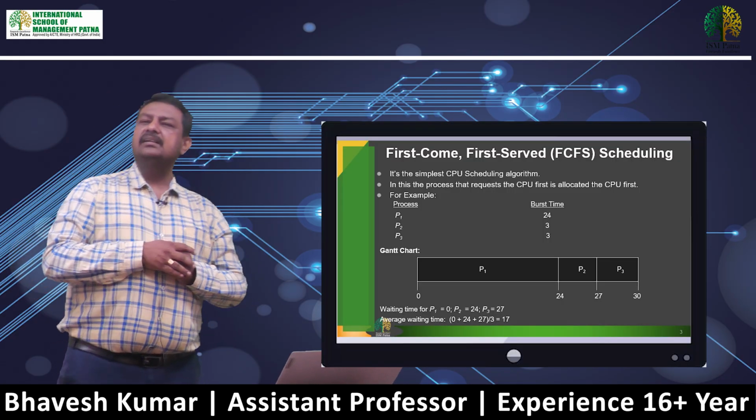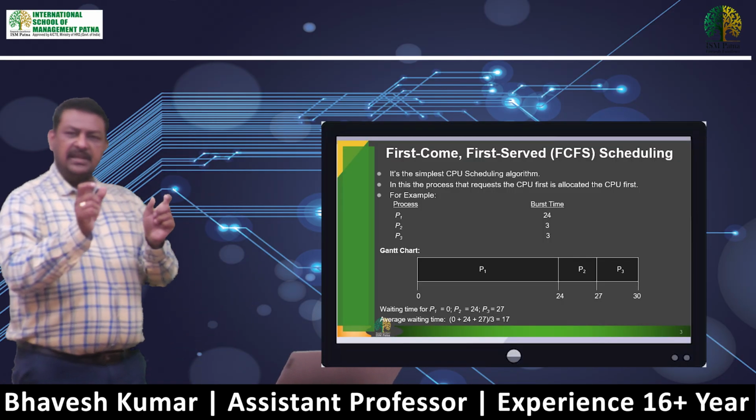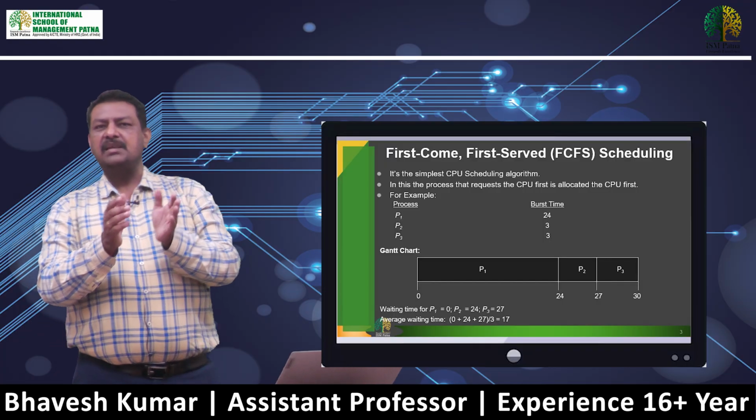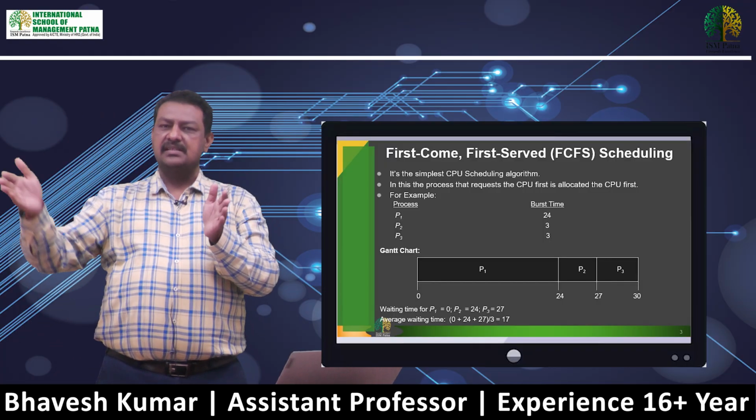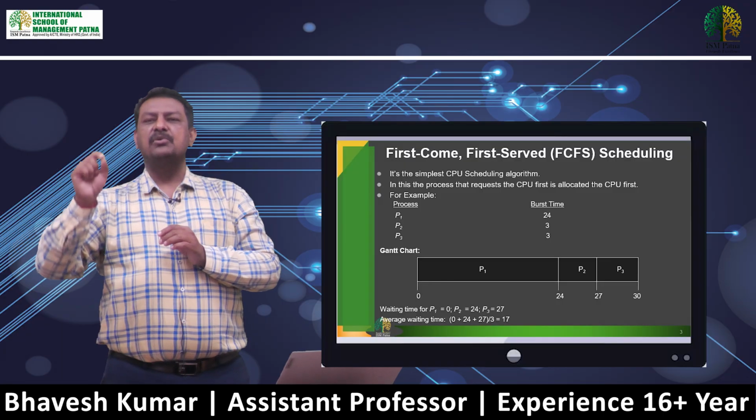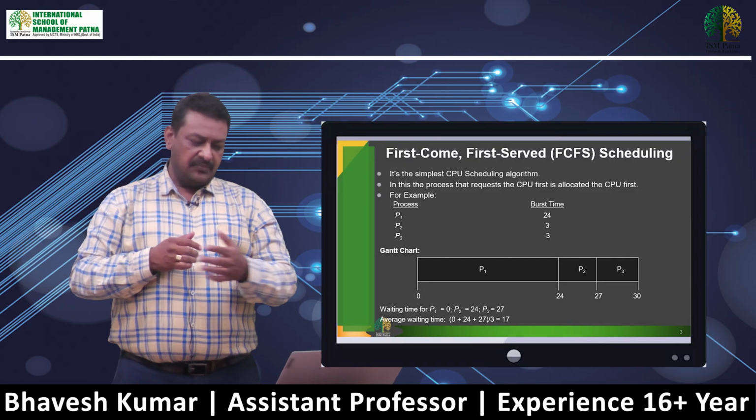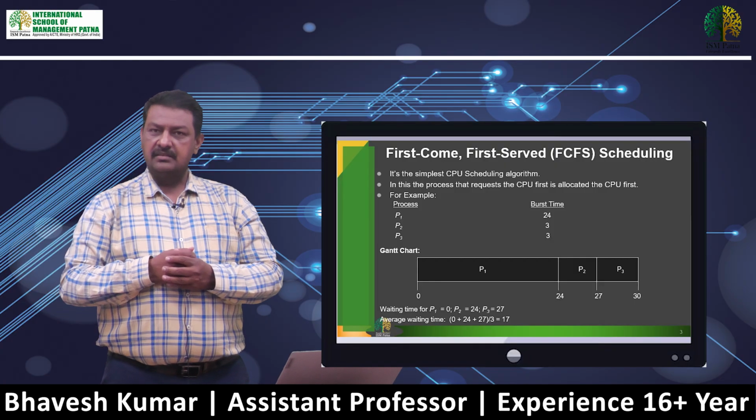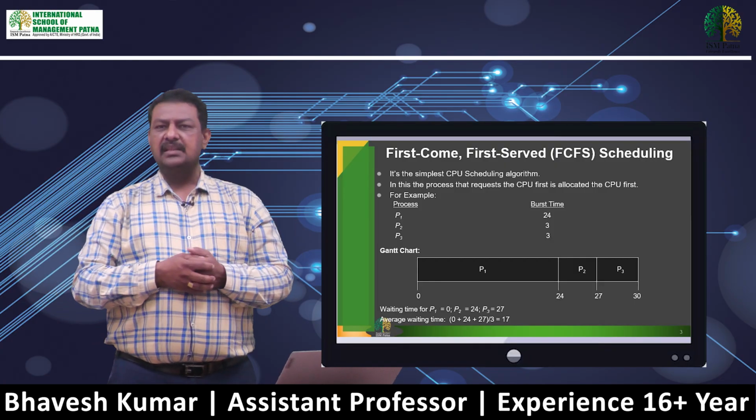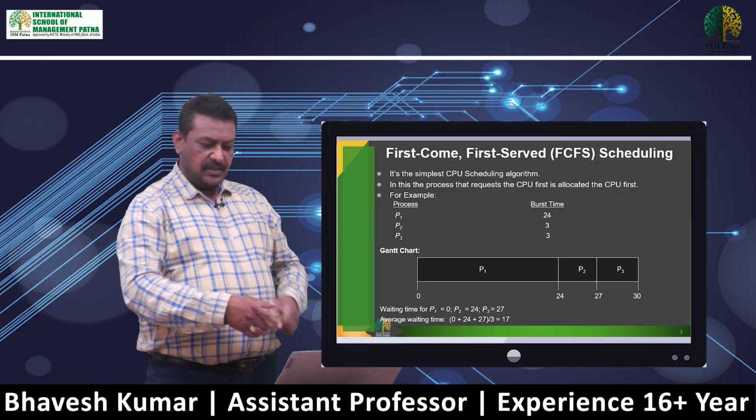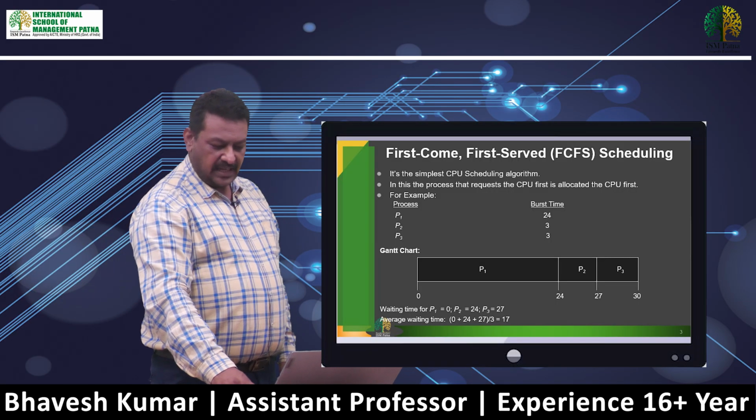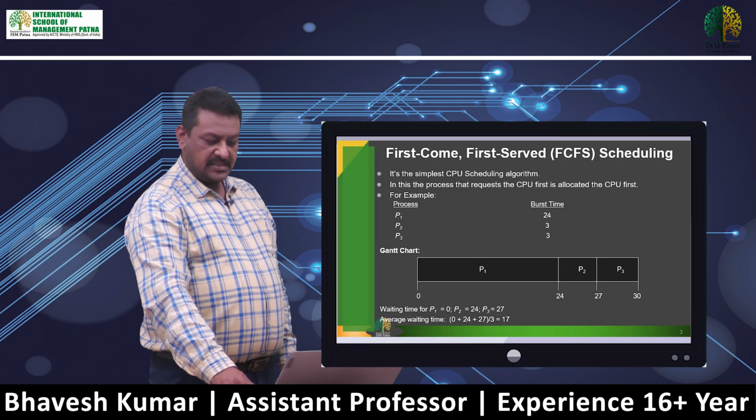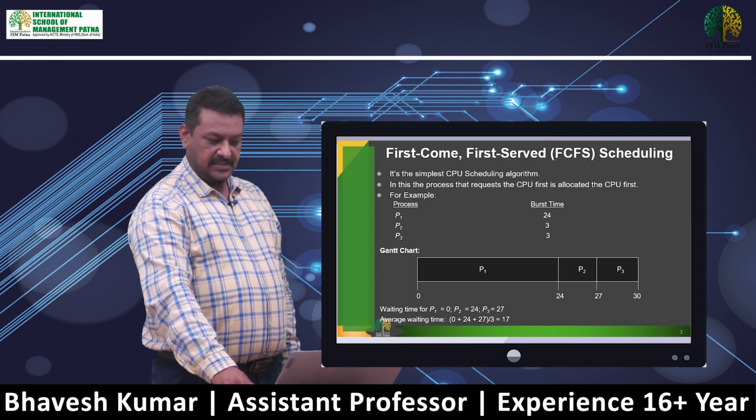Now if we want to calculate the average waiting time, it would be the sum of waiting times of each individual process divided by the total number of processes. So 24 plus 27 divided by 3, because for P1 there was no waiting time at all, right? So that way the average waiting time was calculated as 17 milliseconds.